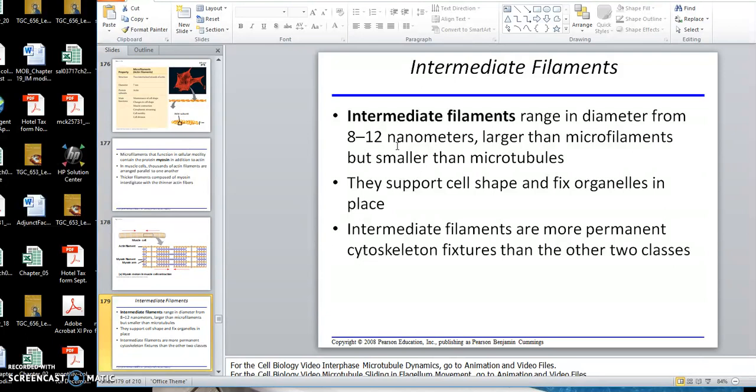Intermediate filaments are almost the most permanent. Almost all cells have intermediate filaments. They range between 8 to 12 nanometers because there are different kinds of intermediate filaments. The nuclear lamins, vimentin, there are various kinds. Therefore, that's why they range between 8 and 12, but they're the most permanent fixtures of the cytoskeleton. Okay?